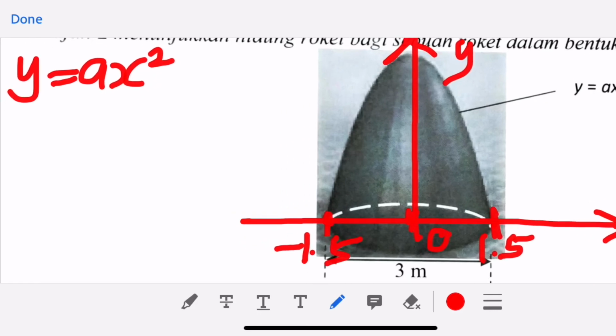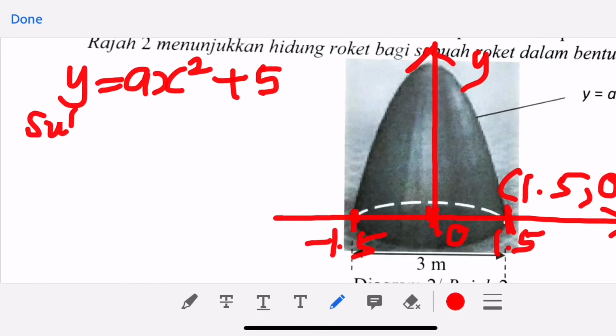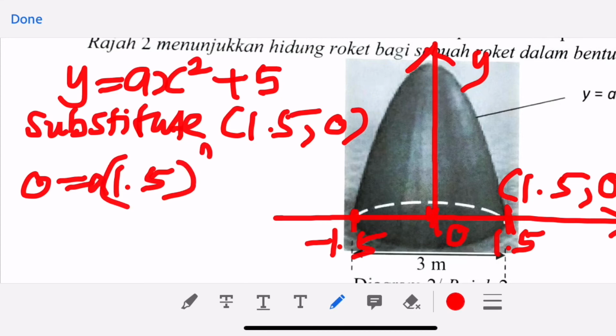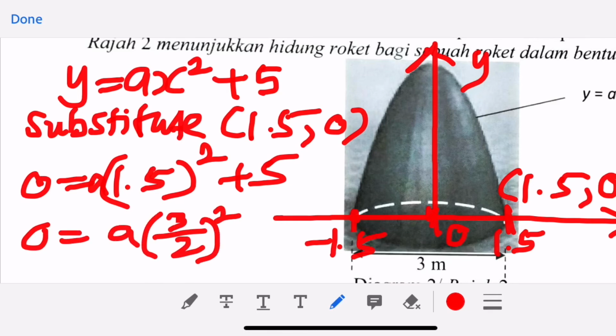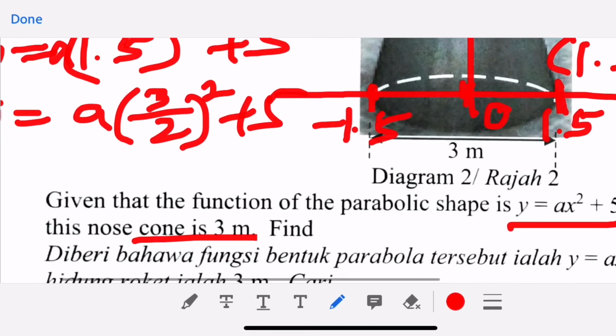So now the curve is given y equal to ax squared plus 5. And you have the point (1.5, 0). So you just substitute the point into the graph y equal to ax squared plus 5. Let's substitute y is 0, and x is 1.5 squared plus 5. So you can solve your a, because you just simplify.